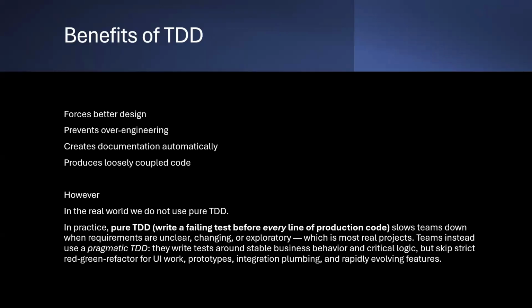The teams instead use pragmatic TDD. They write tests around stable business behavior and critical logic. So basically, they write tests so that when we refactor our code, we feel more secure about refactoring the code, knowing that if something breaks, the test will catch it. But we skip strict red-green refactor for work on the UI, prototypes, integration, and evolving features.